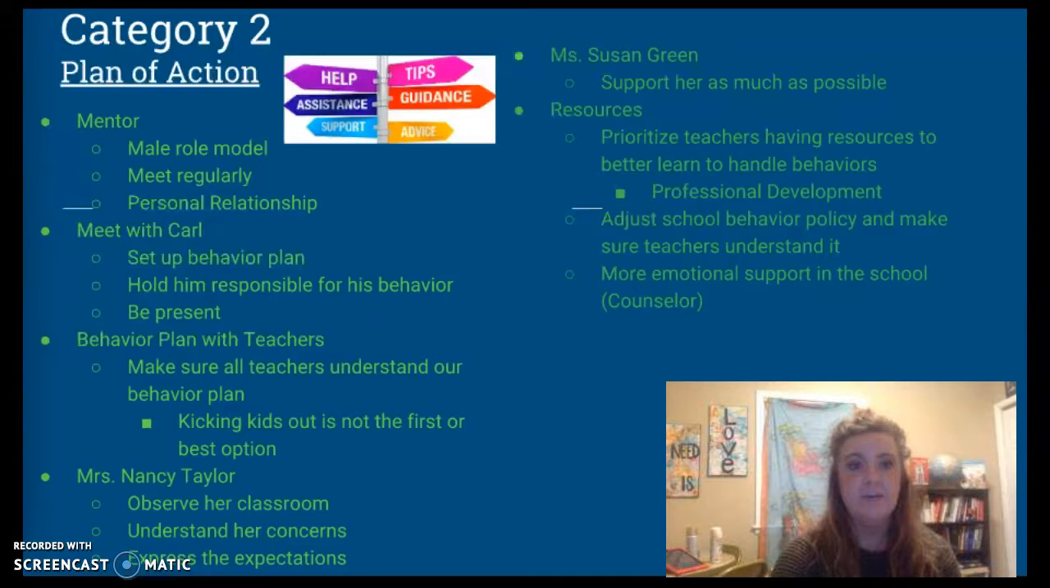Category 2, my plan of action. First, I'm going to set up a mentor program specifically for Carl, but then ultimately for all students. It will be so Carl can have a positive relationship with an adult male in the building. He can meet with them regularly. It can be consistent, and he can get to know them in a non-academic way.